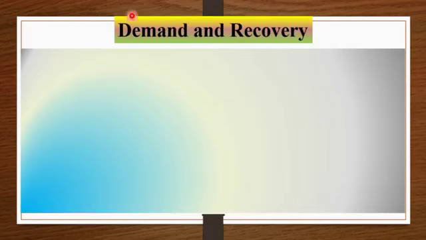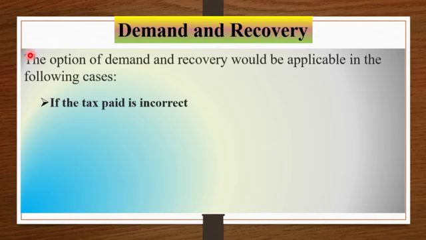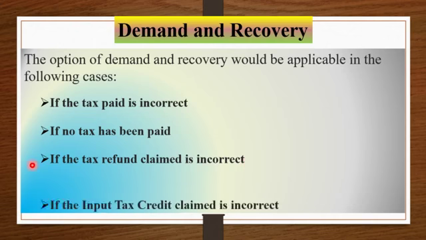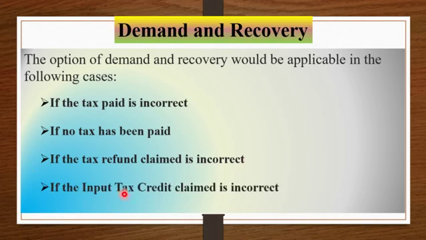Let's come to the third point of GST procedure, that is demand and recovery. The option of demand and recovery would be applicable in the following cases. First is if the tax paid is incorrect. Second is if no tax has been paid. Third is if the tax refund claimed is incorrect. If the input tax credit claimed is incorrect.